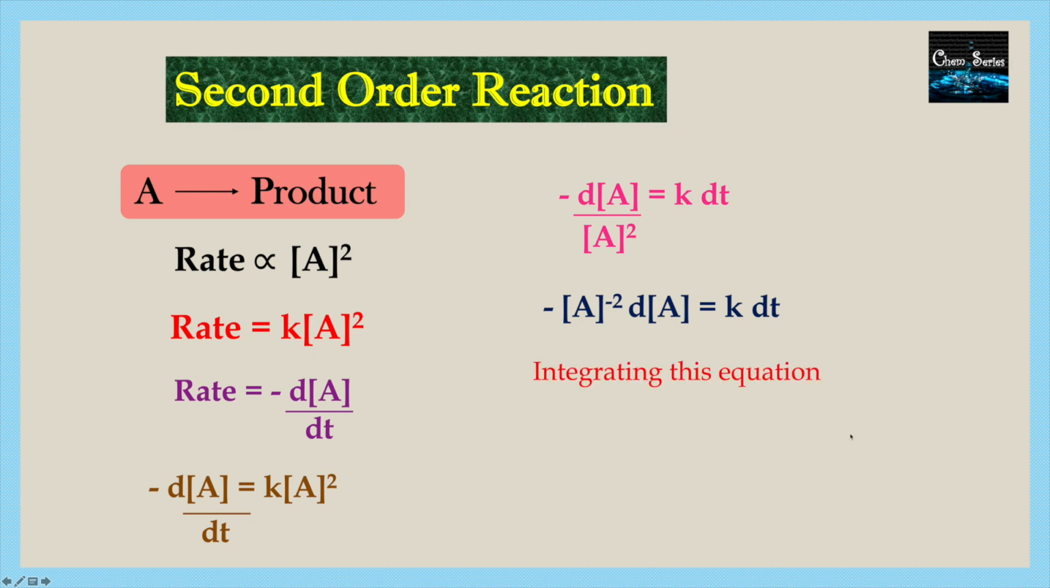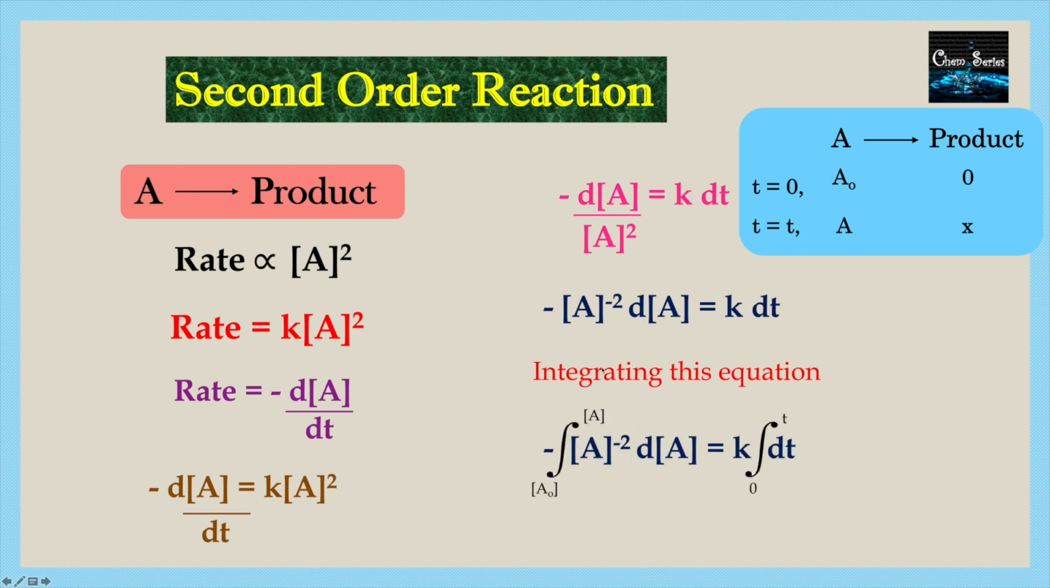Now integrating this equation from time 0 to time t, so that for the concentration of the reactant, the lower limit will be the initial concentration, that is A naught, and the upper limit the concentration of the reactant at time t, that is A. And for dt we are integrating from 0 to t.